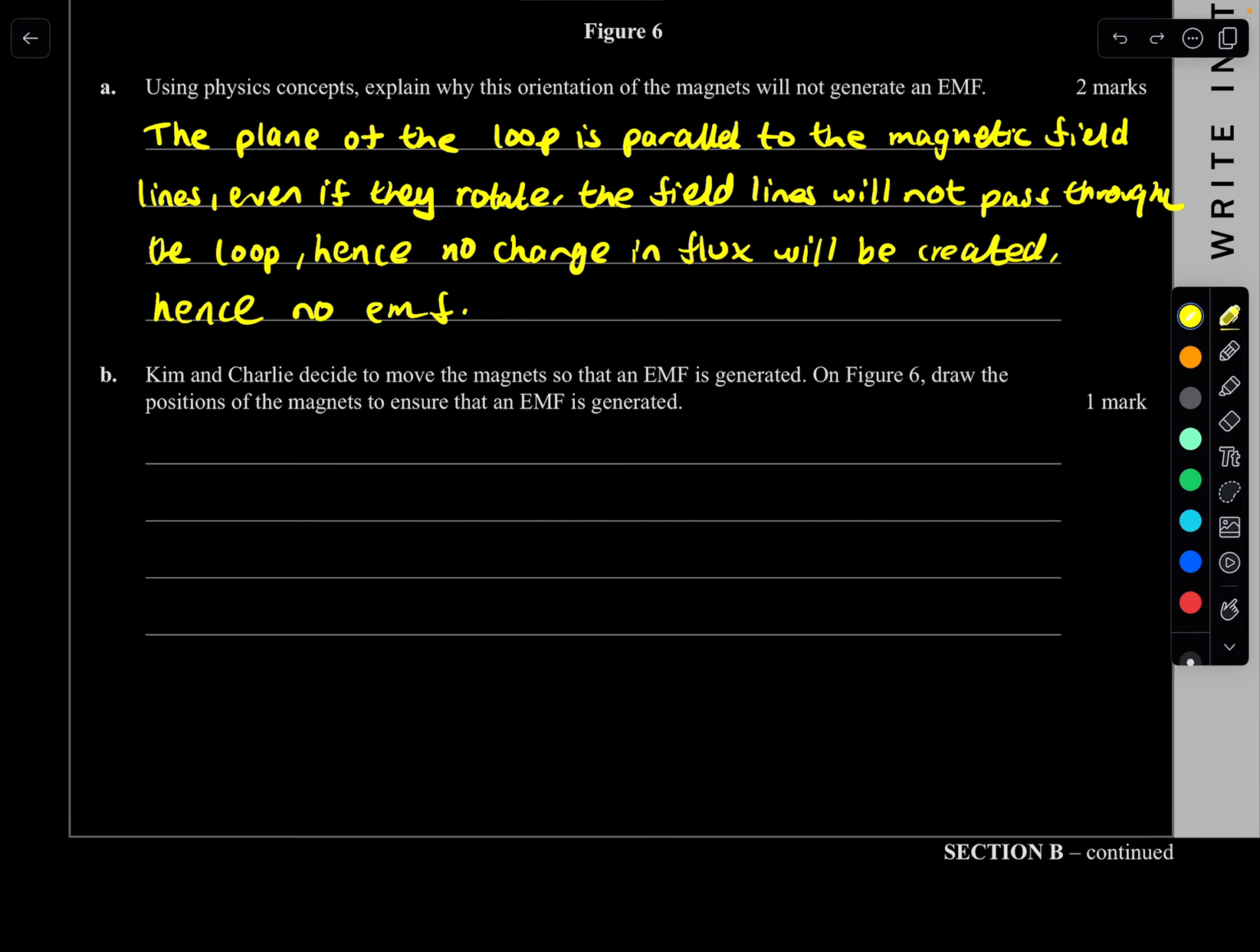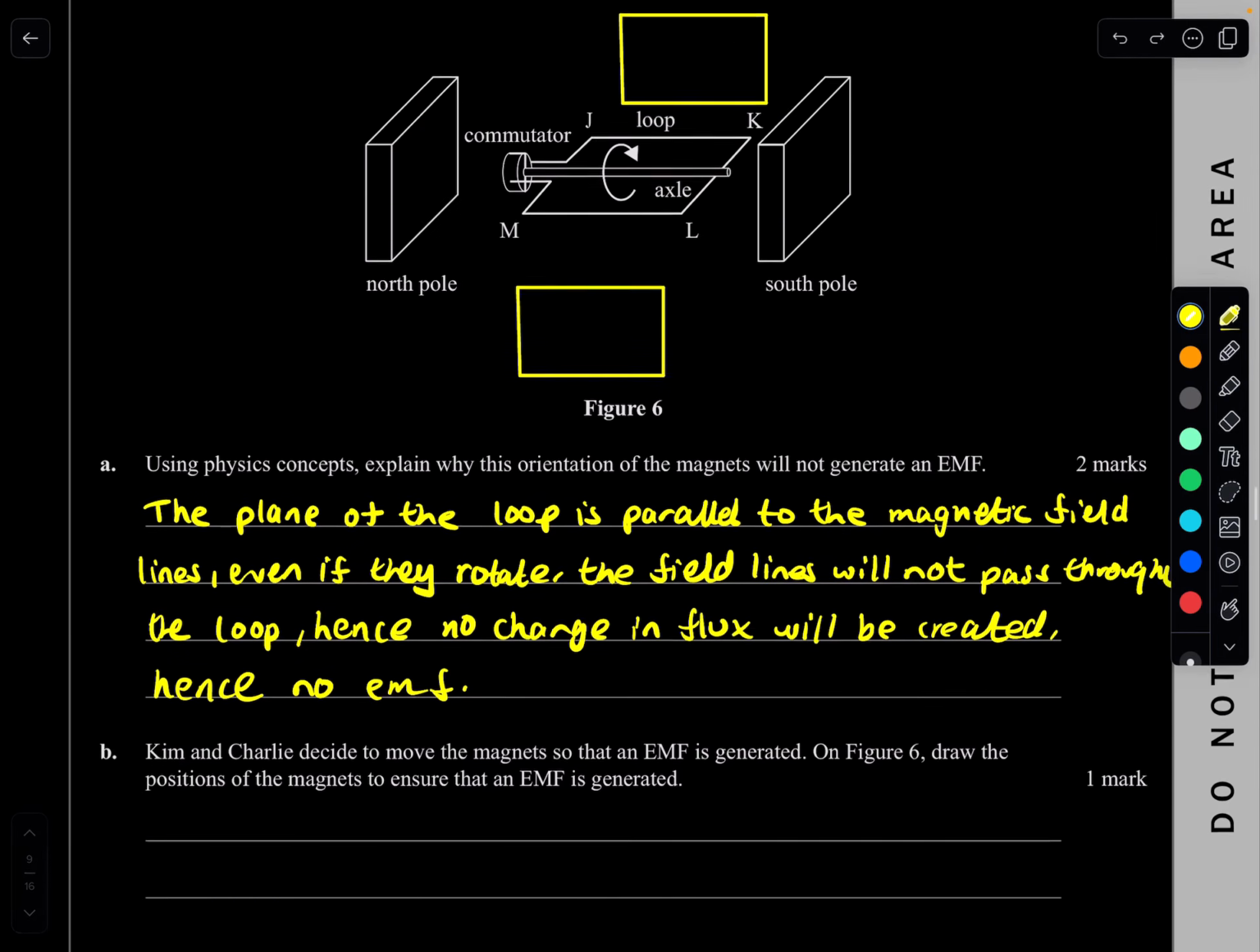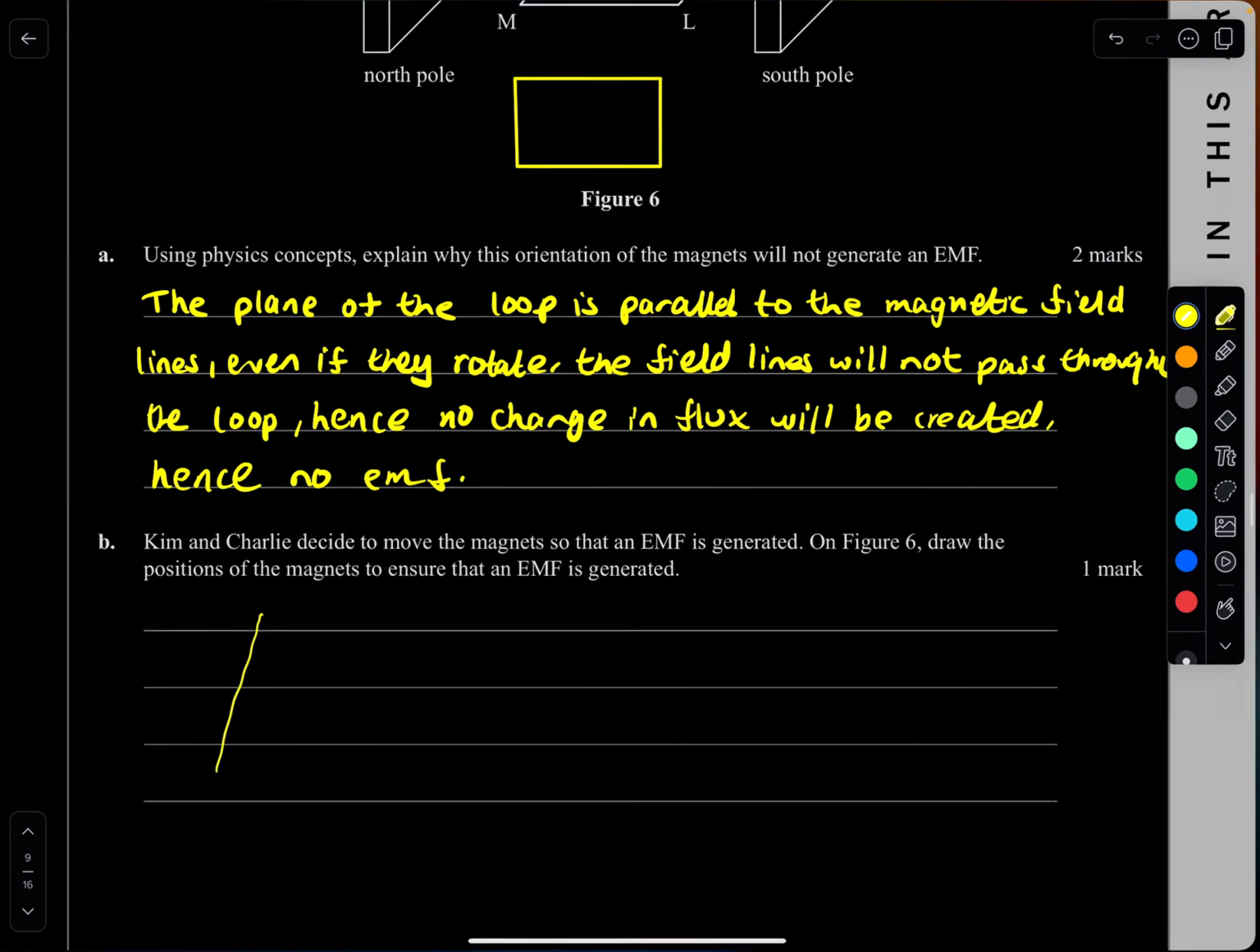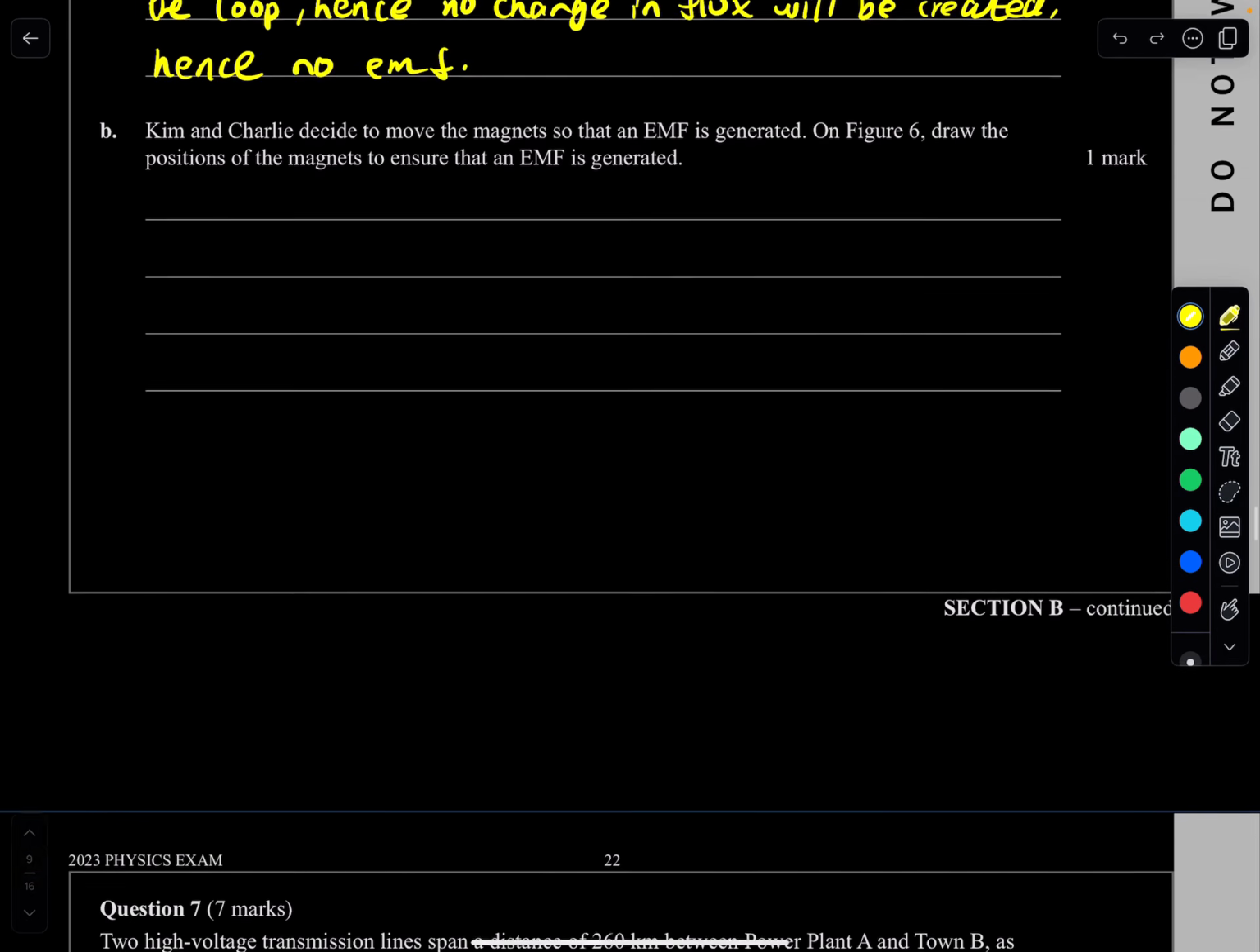So it says Kim and Charlie decide to move the magnets. On figure 6, draw the positions of the magnets to ensure that an EMF is generated. Basically, that's it. I mean, just draw, yeah. Why'd they have to put something to write on? That's what I'm confused. Basically, good.